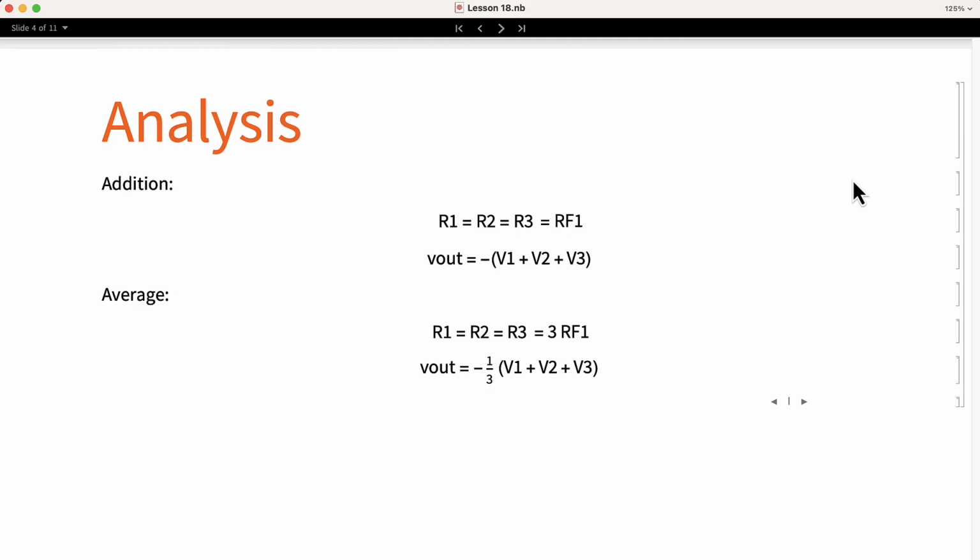Here we can see two particular cases. If we make all the resistors R1, R2, R3, and RF1 the same value, each voltage will have a scaling of 1. Therefore, the output will be the sum of the individual voltages. If we make RF1 3 times larger than the resistors R1 to R3, we will get as output the average voltage of the 3 inputs. We can scale every voltage according to the application needs.